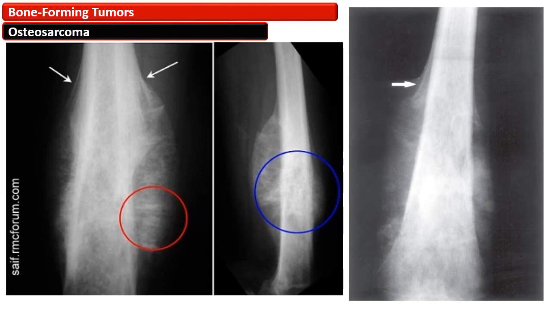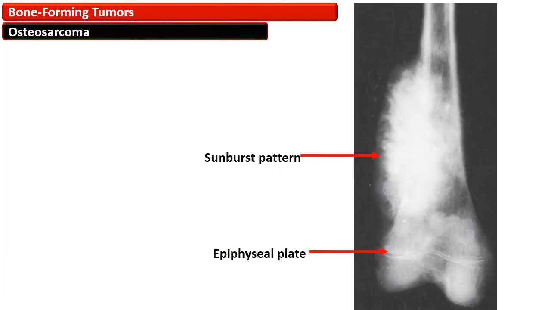osteogenesis also in the tumor, which gives rise to a pattern like rays or beams radiating out from a center in the manner of sunbeams. So this is termed the sunburst pattern. This is an X-ray of the lower end of the femur with a radiodense mass exhibiting a sunburst pattern in the lower metaphysis and diaphysis.